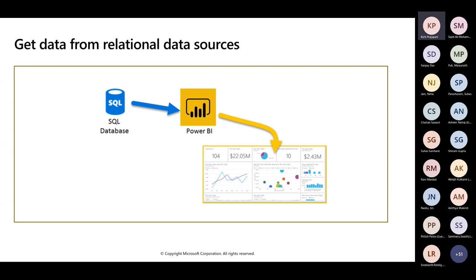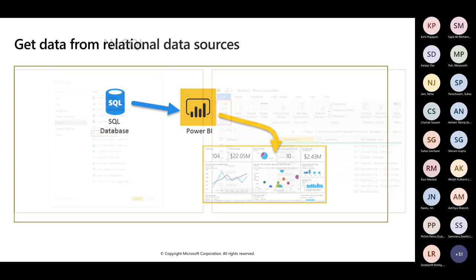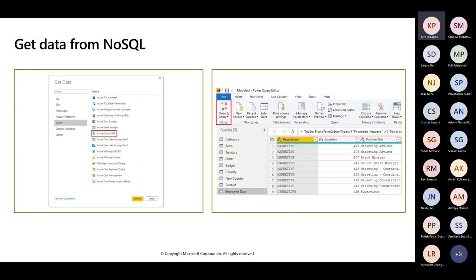And then we have this, get data from NoSQL. Here you can see in the left navigation the get data option. These are the options available: file, database, Power Platform, Azure, online services, other. On the right side, if you select any category, for example Azure, it will display all the possible options available from where you can pull the data in terms of Azure.